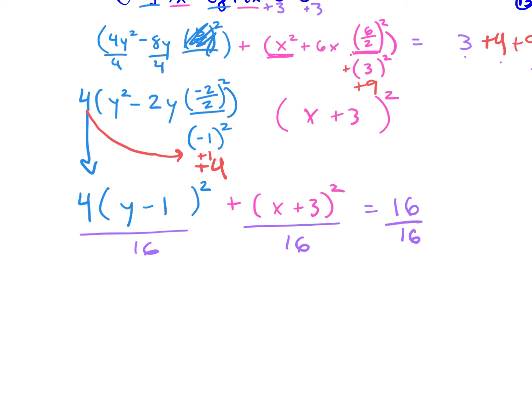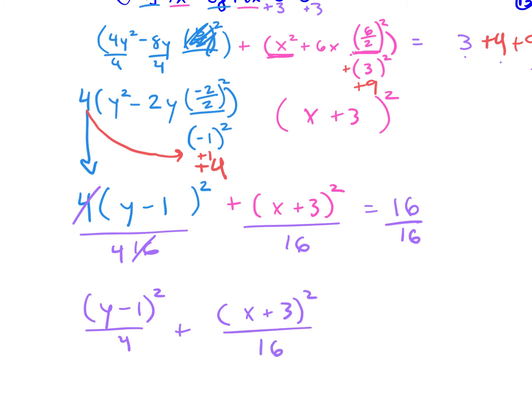So I have 4 over 16. I could divide 4 out from both of these, and I'm just left with 4 in my denominator. So I have y minus 1 squared over 4 plus x plus 3 squared over 16, and that's equal to 1. The question here just says find the standard form, so that is it.